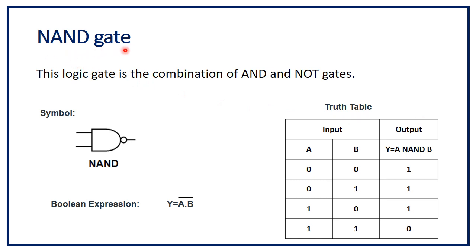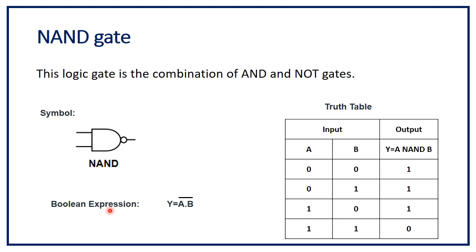Now we will see the NAND gate. The NAND gate is basically a logic gate that is a combination of AND and NOT gates. So this is the symbol of the NAND gate. Here a bubble is shown. The bubble indicates a NOT gate or inversion. So AND plus NOT, we can say this is the inverse of the AND gate.